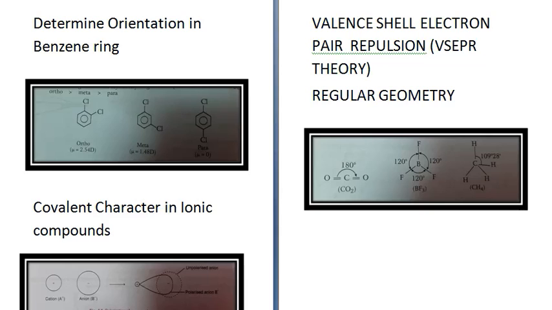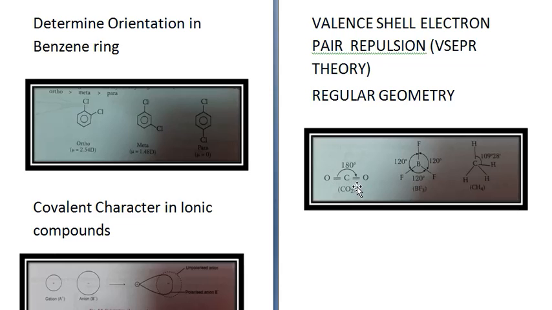First is the regular geometry. VSEPR theory says that a molecule will have regular geometry if repulsive interactions among the electron pairs are of equal magnitude. That means, first point is that the central atom should be bonded to similar atoms, like in case of CO2, where the central atom is bonded to similar atoms, oxygen this side, oxygen this side. Second point is the central atom is bonded to other atoms by similar types of bonds. So if there is a double bond here, there should be a double bond towards this side also.